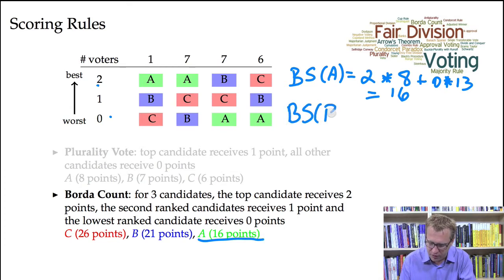The Borda score for B, let's see. B gets 2 points from the second group of 7. So that's 2 times 7 points.